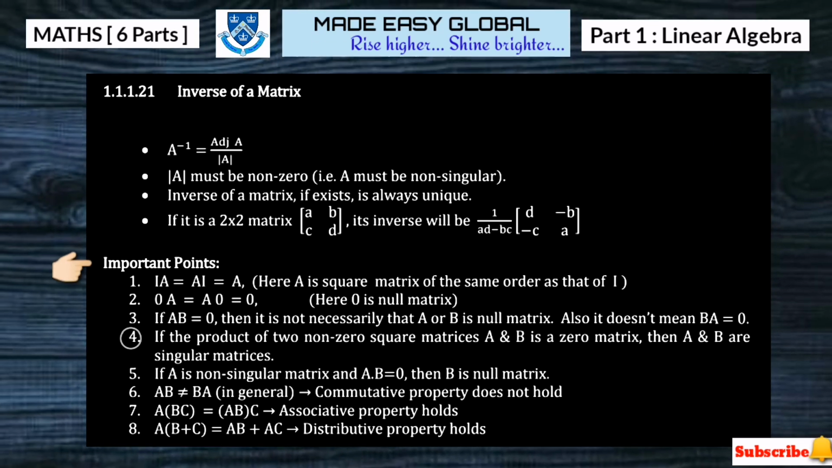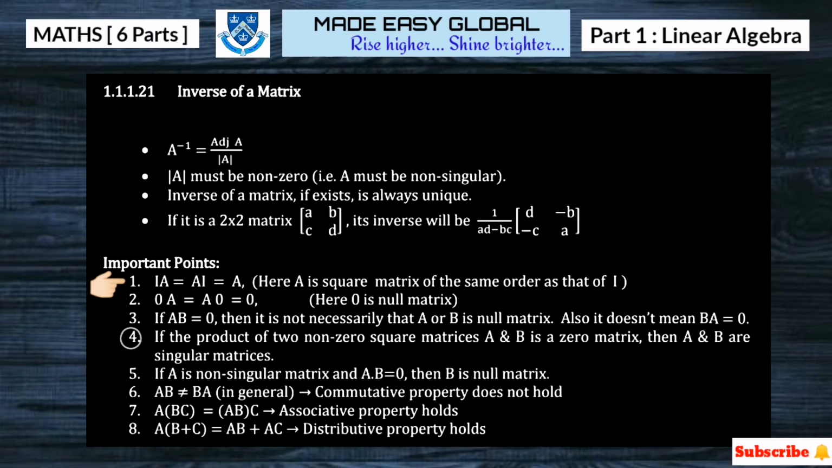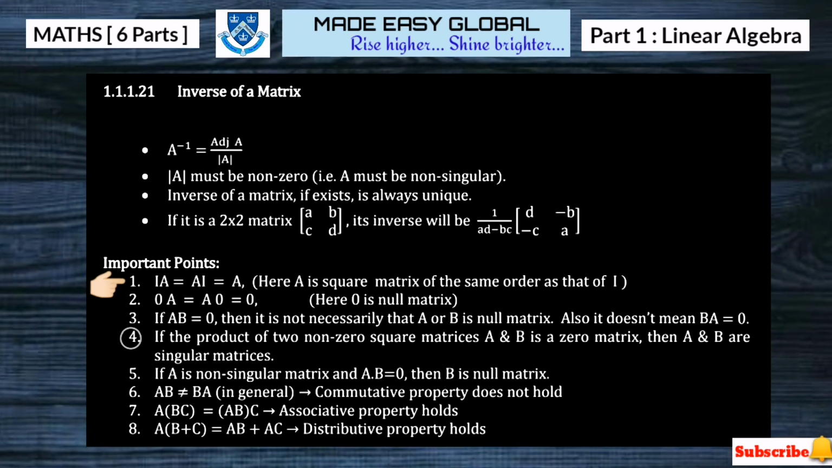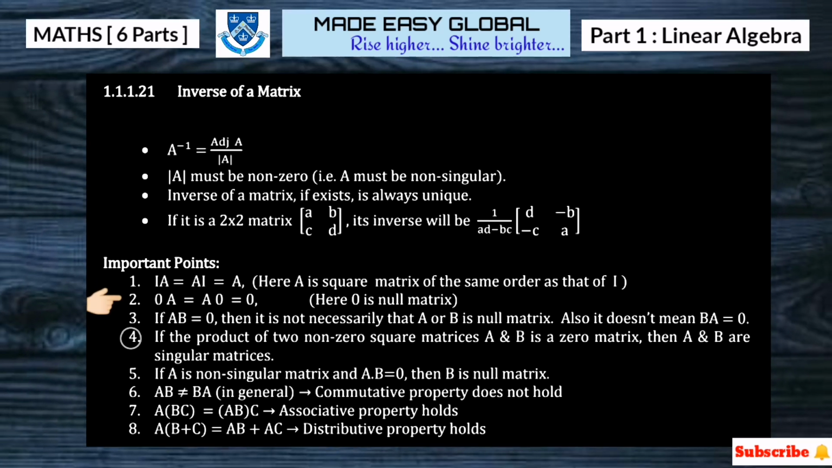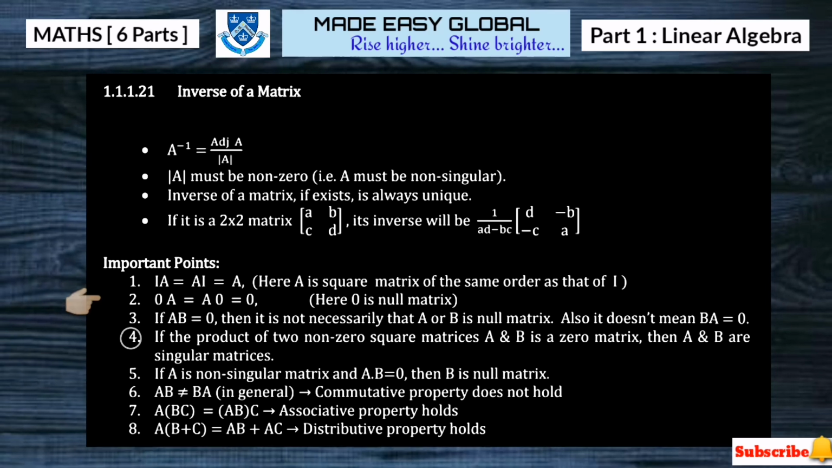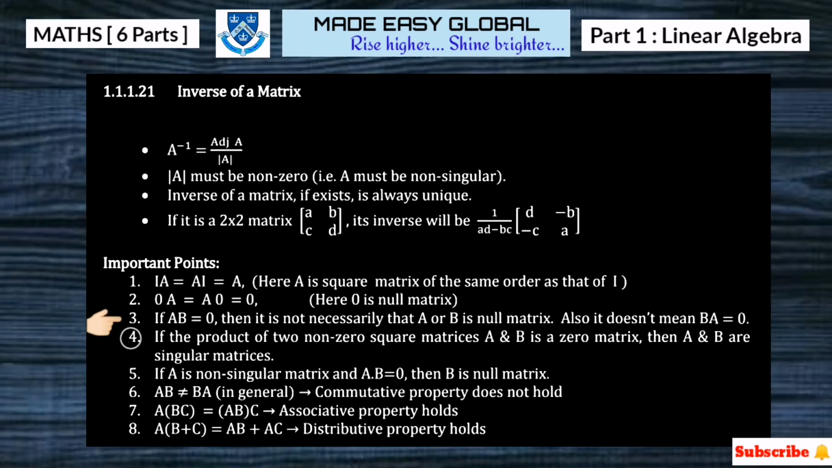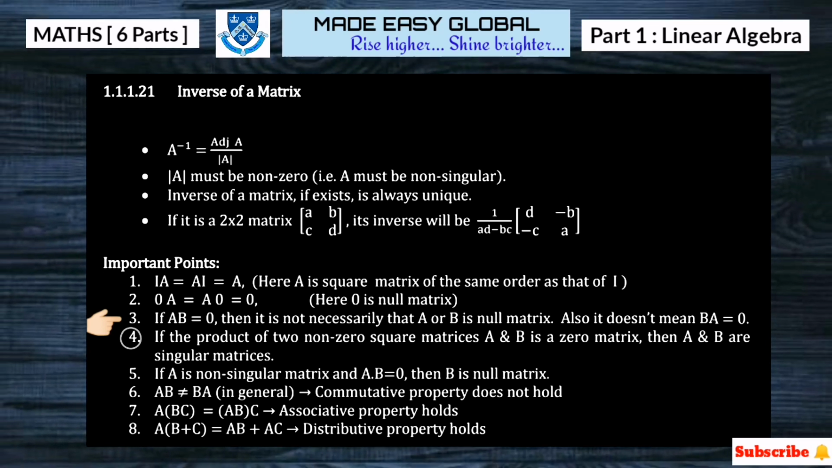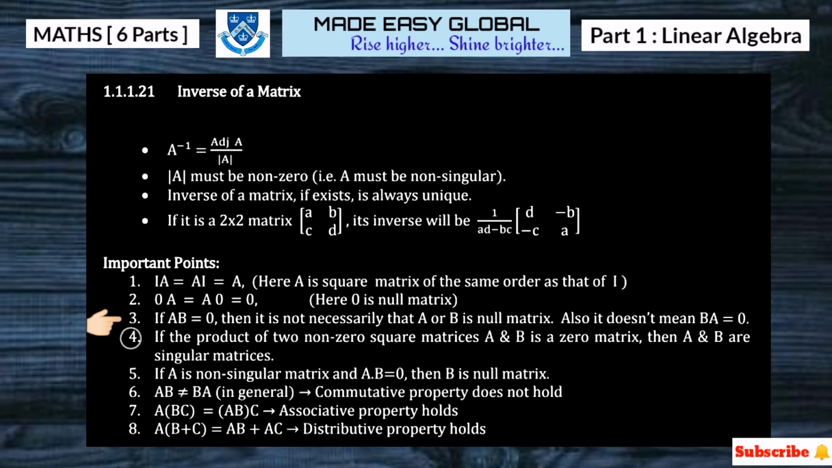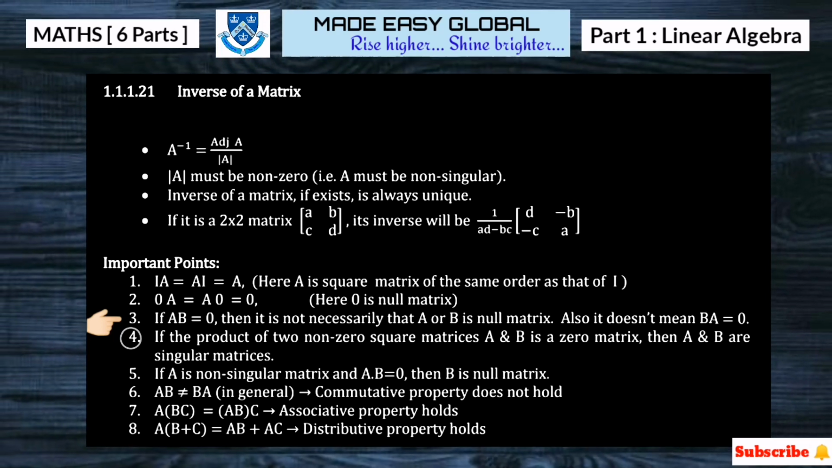Then after that, some important points. Here the first one is I into A is equal to A into I is equal to A. The second one is 0 into A is equal to A into 0 is equal to 0. Here 0 is the null matrix. Then if AB is equal to 0, it is not necessary that A or B is a null matrix. Also, it doesn't mean that B into A is equal to 0.